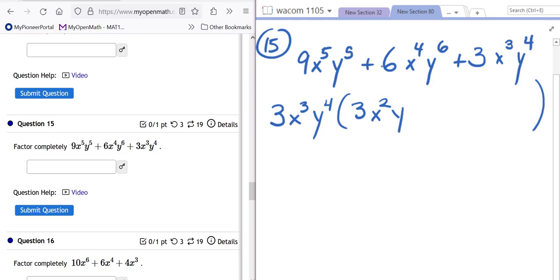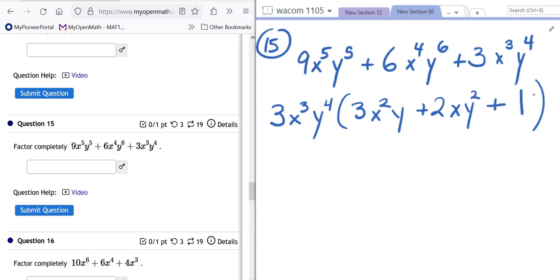Next term, you have 3. You want to get a 6. Just divide it in. You need a 2. For the x's, you have 3. You want 4. You need 1 more. For the y's, you have 4. You want 6. You need 2 more. Right? And the last term, you have 3. That's what you want. You have x cubed. That's what you want. Y to the 4th. That's what you want. So this is a plus 1 because you have to write something there. And you can multiply it back to check.